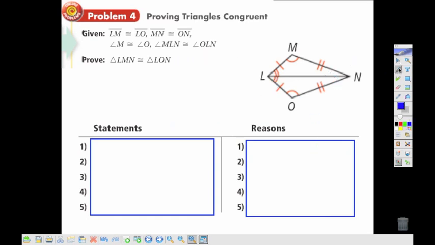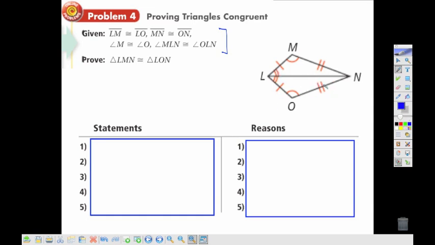and we're going to use that in this next proof. Notice first of all that our given information here, it is already marked on our picture, but we can double check that. LM and LO with 1 mark, MN and ON with 2 marks. Then our angles, M and O with 1 mark, and angle OLN and MLN here are congruent.